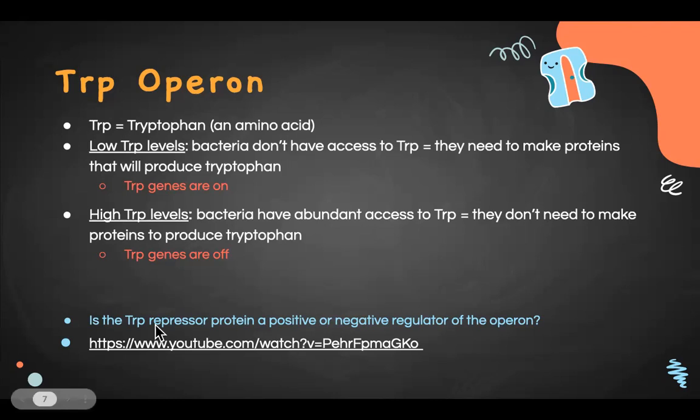Okay, a little question: is the trp repressor protein a positive or negative regulator of the operon? Yeah, go for it. I want to say negative. Do you want to explain why? Because when there's a whole bunch, it stops producing more. But when you don't have enough, then it will produce. Yeah, exactly. My laptop is lagging, but it will say in a second that it is negative.